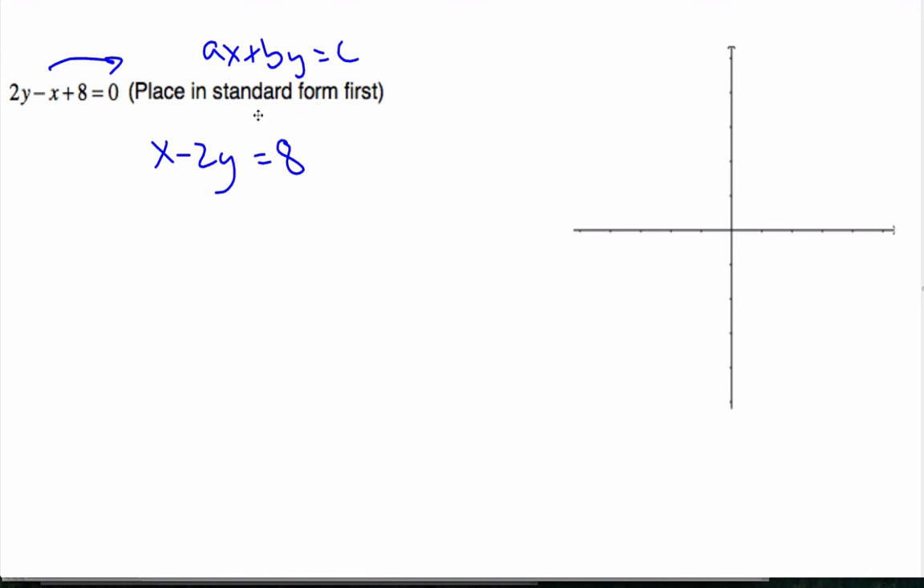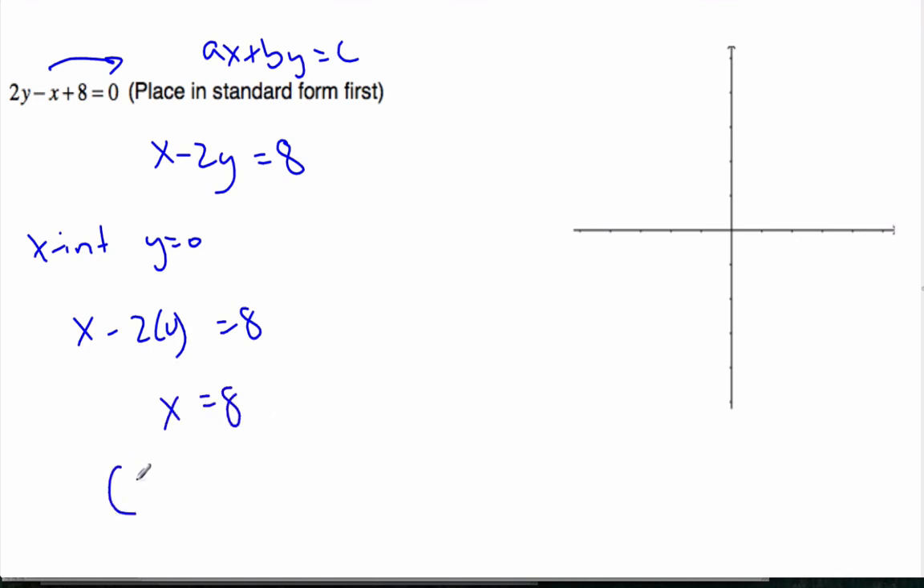You should pause it now and try it yourself. See if you remember. Okay, so the x-intercept means y is 0. So it's x minus 2 times 0 equals 8. So x, that's just 0, is equal to 8. The coordinate then is (8, 0). So if I go 1, 2, 3, 4, 5, 6, 7, here's 8.